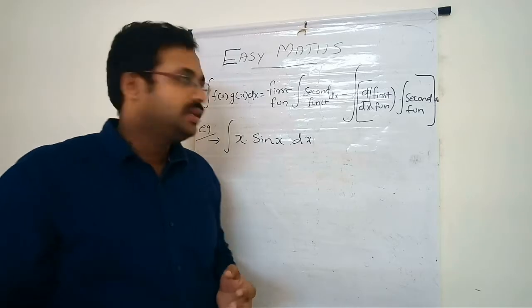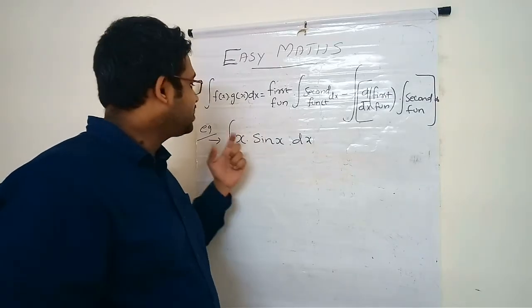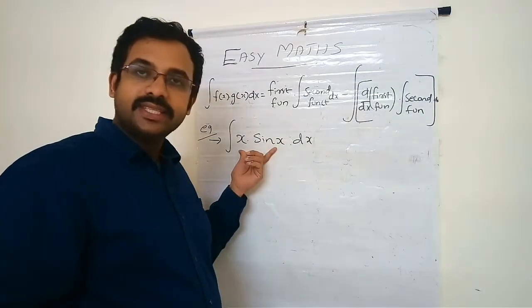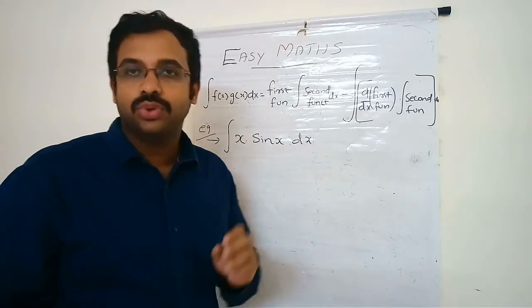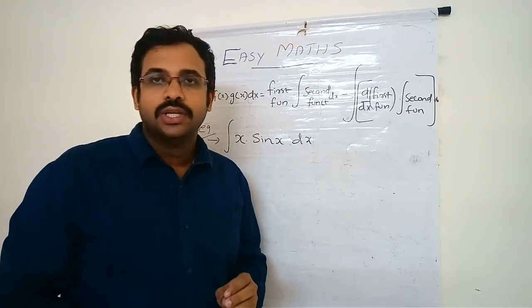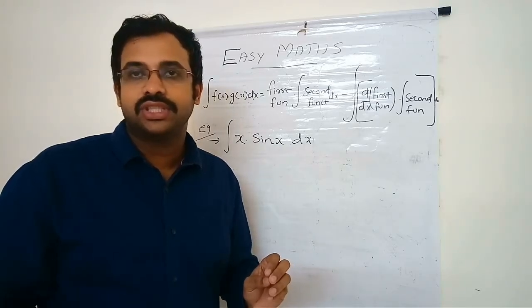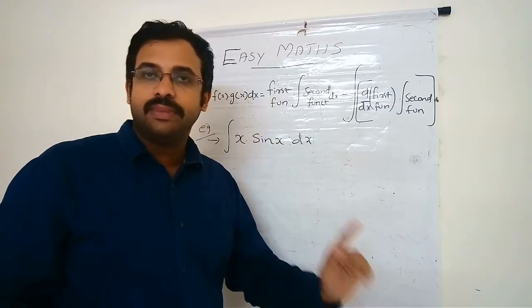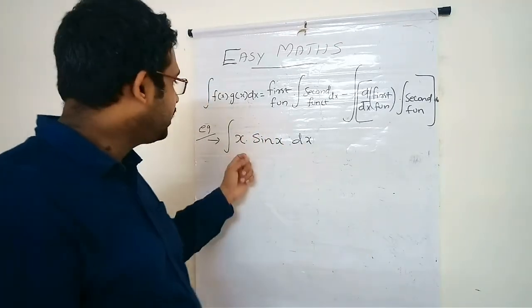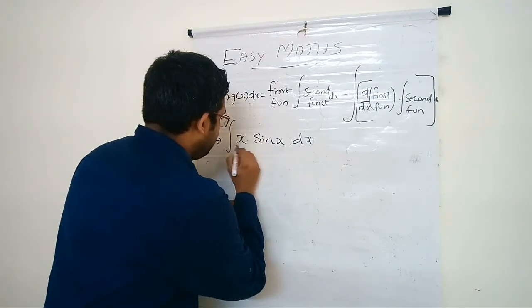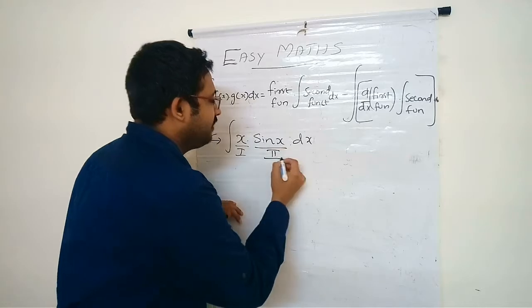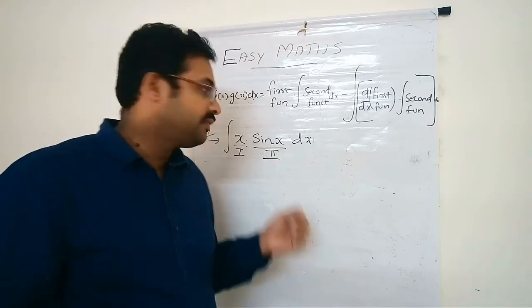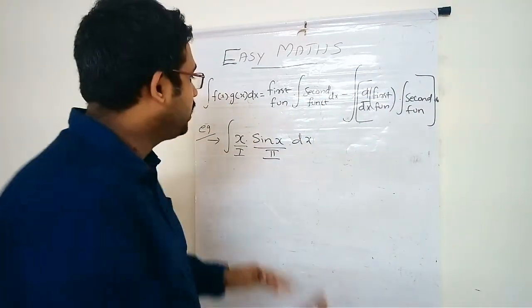One more example: evaluate integral x into sin x dx. Here also the integrand is a product of two functions, x into sin x. So here we want to apply the ILATE method. Which function is first function, which is second function? According to ILATE: inverse trigonometry, logarithmic function, arithmetic function, then trigonometric function. So here the arithmetic function x is our first function and the second function is the trigonometric function sin x. After selecting them, we want to apply this formula.